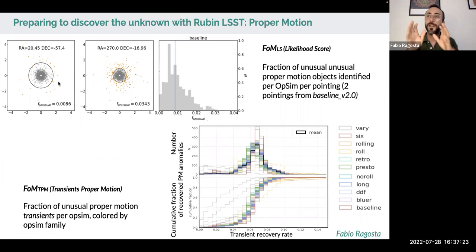So the unusual population inside the circle cannot be identified as unusual, whereas the points outside the circle can be identified as unusual, and the fraction of those is shown at the bottom of the panel. The histogram on the right shows the distribution of values of our metric, the percentage of unusual objects identified as anomalous, over all the footprint for the particular opsim. Then we moved on by adding a flux variability to each object.